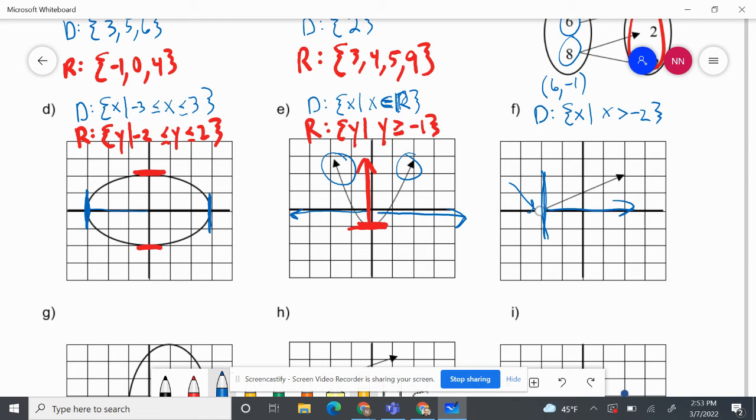Now with the range, what we're doing is we're talking about our y values. And so we're going to put y such that, notice that it's going up. It's starting at 0, so it's going to be y is greater than 0.